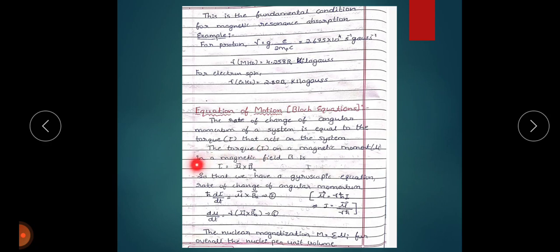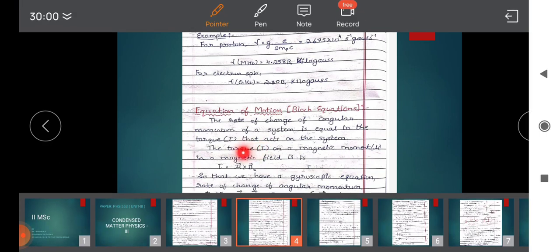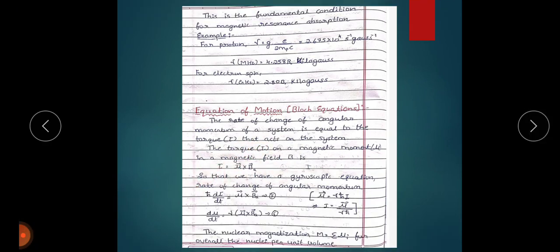But what is in the torque expression? In the torque expression we have mu into vector BA. So substitute here. We already know that the rate of change of angular momentum of the system will be equal to the torque on the system. But the torque on the system will be taken as mu into vector BA. So here h cross into dI by dt, which is taken as the rate of change of angular momentum, is taken as equation number 5.